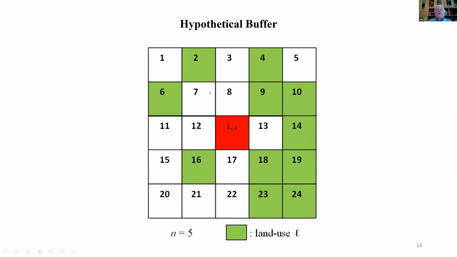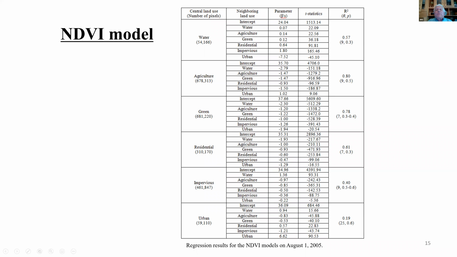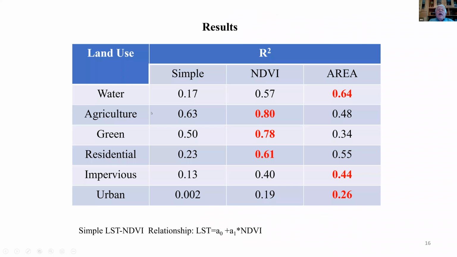And just to give you an example, I just took this table. I promised myself I wouldn't show you too many tables, and I won't. But here it's an example where we explain the temperature of a cell, which could be water or agriculture or green or residential and so on, as a function of the surrounding pattern, all measured in NDVI. And you can see here the R-square obtained. They are fairly good, and all the signs make sense.